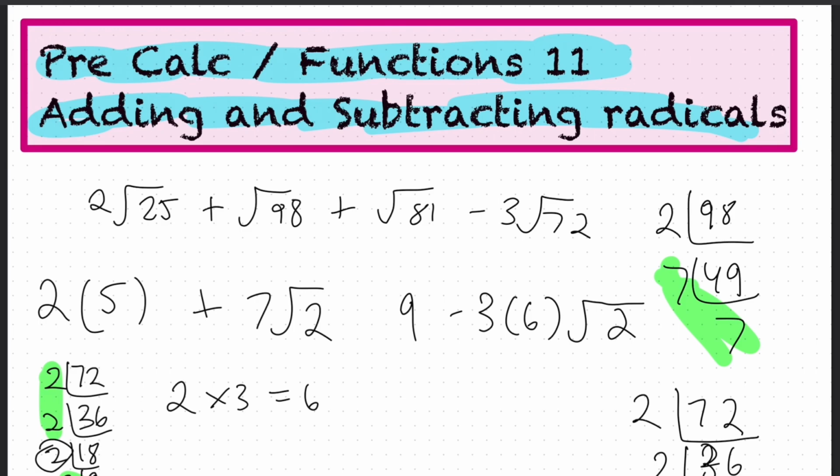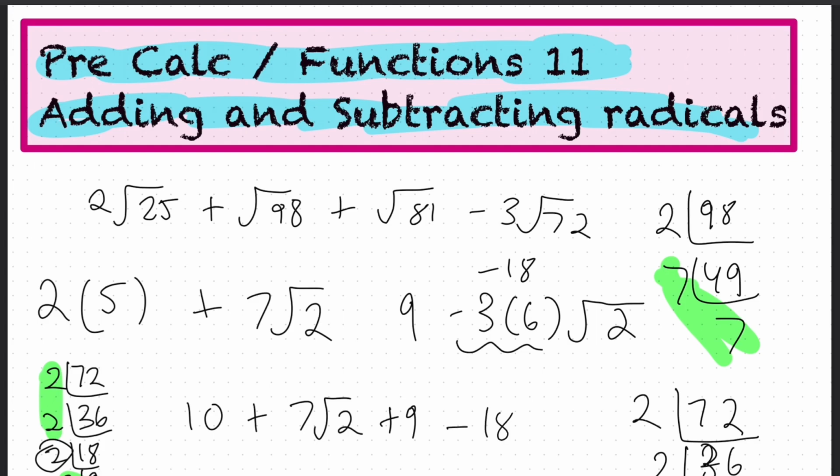So let's just condense this. So 2 times 5 is 10, plus 7 root 2. This is just negative 18. And the 9, we can put that here. Minus 18 root 2. And then last step, we're going to simplify everything.